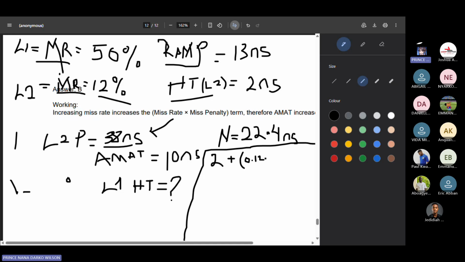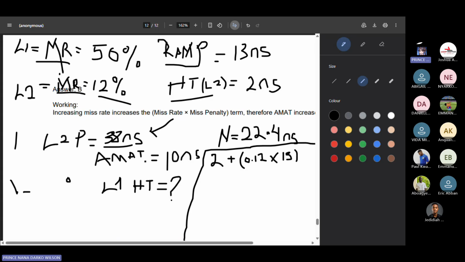And then we multiply that. This is a 2, by the way. Then we multiply that by the penalty for addressing or taking values from RAM, since it references RAM. The RAM penalty is 13 nanoseconds. So 0.12 times 13 nanoseconds, what does that give us?